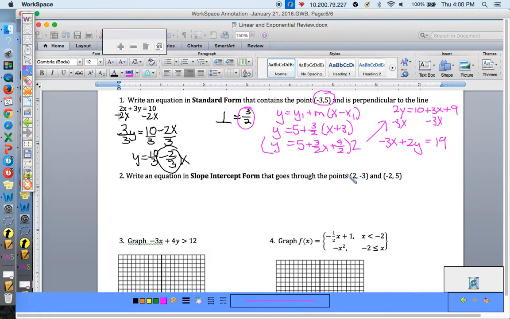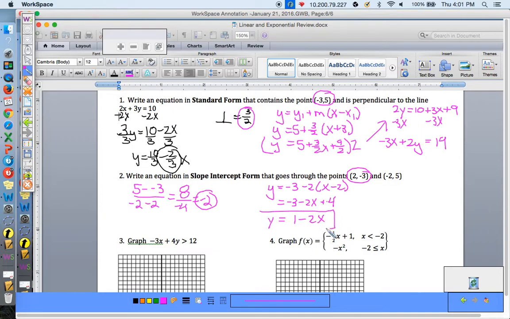Our next one here, we have slope-intercept form. Well, let's find the slope. So 5 minus negative 3, negative 2 minus 2, 8 over negative 4 is negative 2. And we can choose any point and fill in the blanks for point slope form again. y equals negative 3 minus our slope, x minus 2. Distribute: negative 3 minus 2x plus 4. So y equals negative 3 plus 4 is 1 minus 2x.